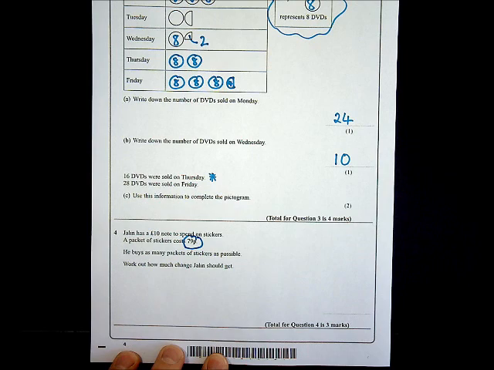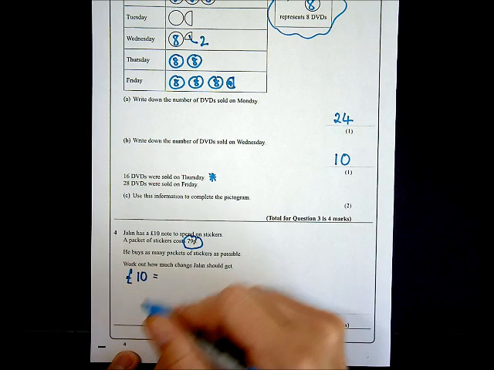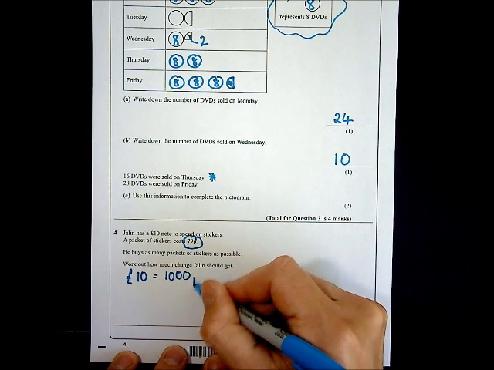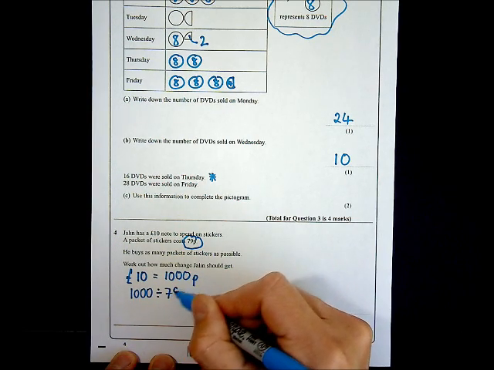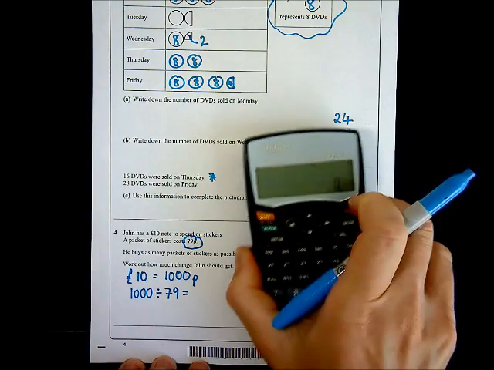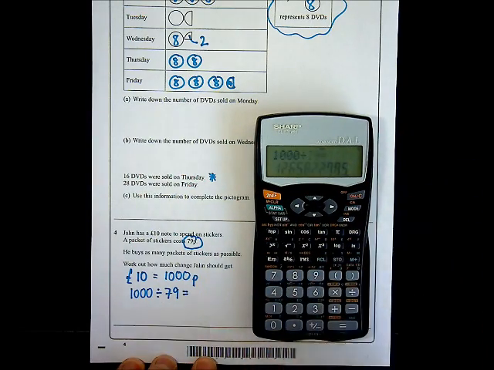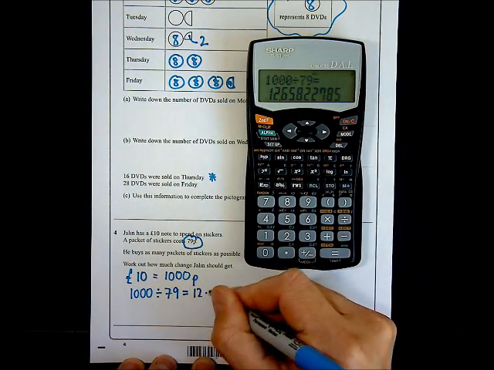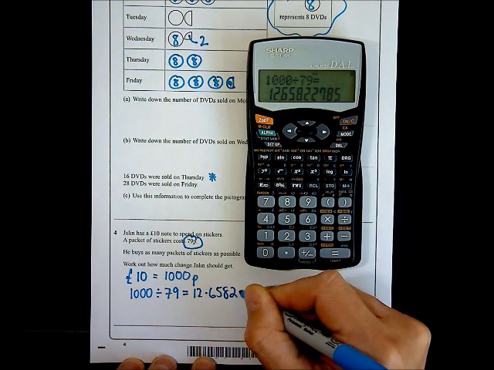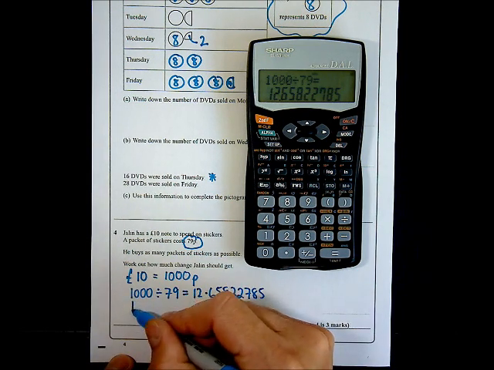So a couple of ways of doing this question. I can either take the £10 and turn it into pence, so that would be 1,000 pence, and then do 1,000 divided by 79. Now, as this is a calculator exam, I can do that on my calculator. So 1,000 divided by 79 is 12.658 and a few more numbers. So I'm going to write the whole number down here, 12.65822785. Now, obviously, if this is the amount of packets, I'm going to have to work out how many whole packets he could buy. So that would be 12 whole packets.